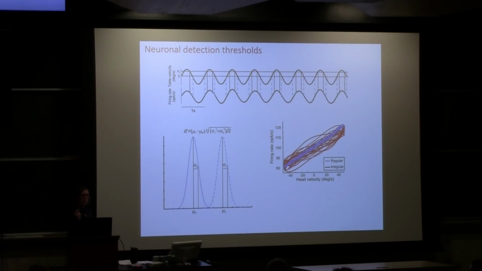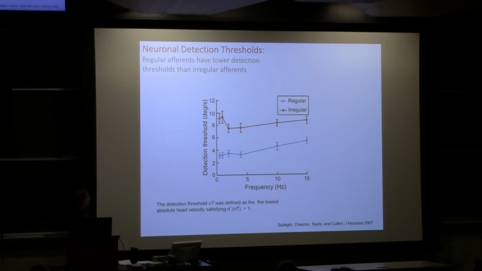So you have smaller neural detection thresholds. Okay? You can do this for regular afferents, and you can do this for irregular afferents. What I showed you there was for one frequency. You can do those plots for 0.5 hertz, 5 hertz, 15 hertz, and see if it changes as a function of frequency. Generally it's pretty flat for both regular and irregulars, but as you might predict, because irregulars have more noise, they have higher thresholds, right? You need a bigger difference to know if you're moving one way or the other.